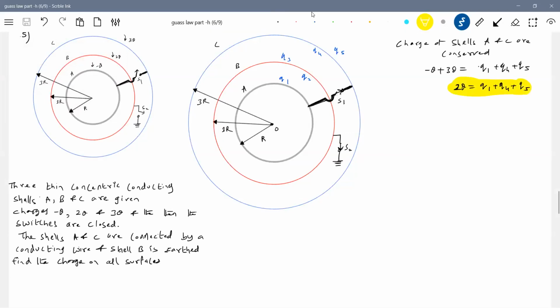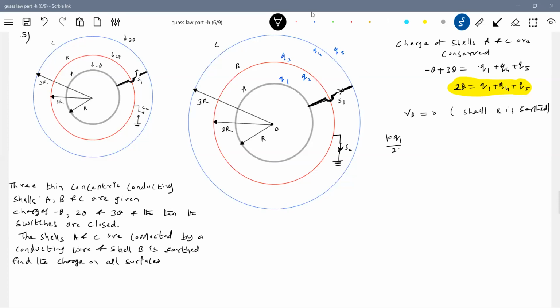Then afterwards, a shell which is earthed, the potential of that should be zero. And shells which are connected by wire, the potential of that should be equal. I think we'll write a few more equations and see what we get. For shell B, the potential of shell B should be zero. Why? It is earthed, no? Shell B is earthed.